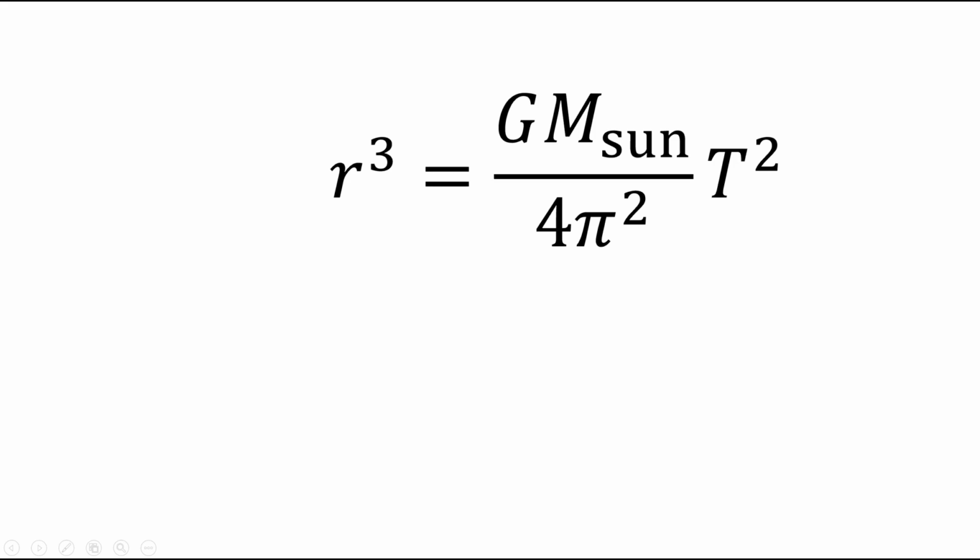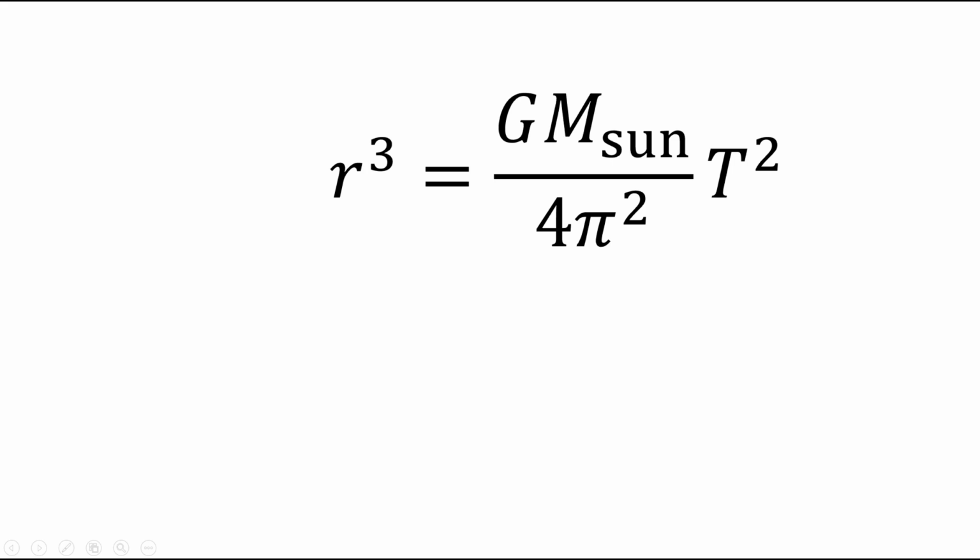So here's my question for you now. Pause the video and try to articulate in your own words, how is r dependent upon t? Or in other words, what's the proportionality between r, the orbital radius, and t, the orbital period?